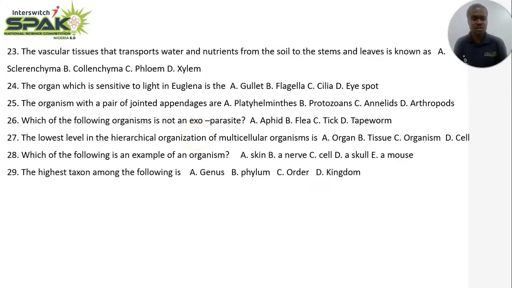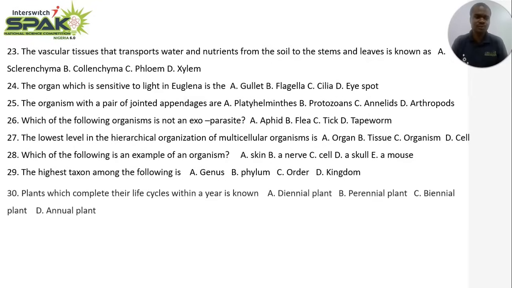The highest taxon among the following is genus, phylum, order, kingdom. Of course, kingdom. The only one that is higher than the kingdom is domain, which is not here. So the highest among the following is the kingdom.